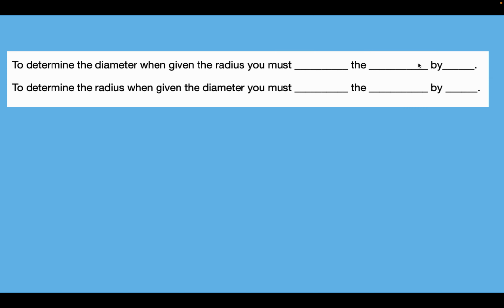Alright, bottom of the page, to determine the diameter when given the radius, you must multiply the radius by 2. To determine the radius when given the diameter, you must divide the diameter by 2. Make sure you plug it in and write it all out and answer the questions on Edpuzzle.